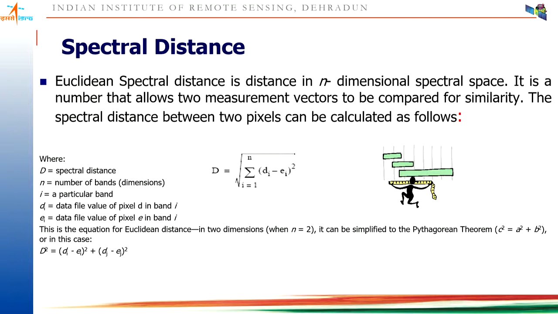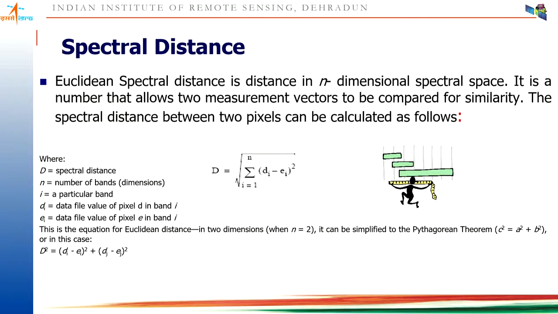In the image space, they might be located far off. Pixel A can be at the northernmost corner, pixel B can be at the southernmost corner, but spectrally, or in the feature space, they are at one location. So we can calculate the spectral distance between these pixels. The spectral distance is calculated using the simple Euclidean distance formula that we all know. Euclidean spectral distance is this distance in n-dimensional spectral space. It is a number that allows two measurement vectors to be compared for similarity.